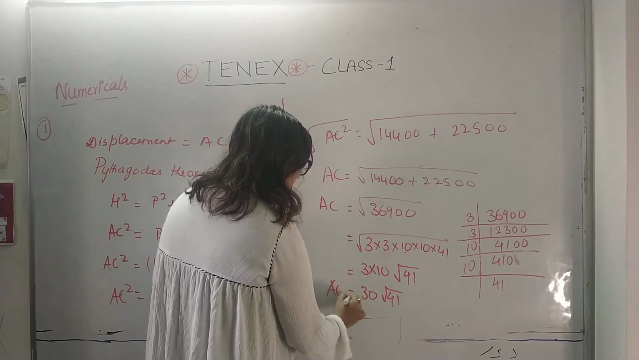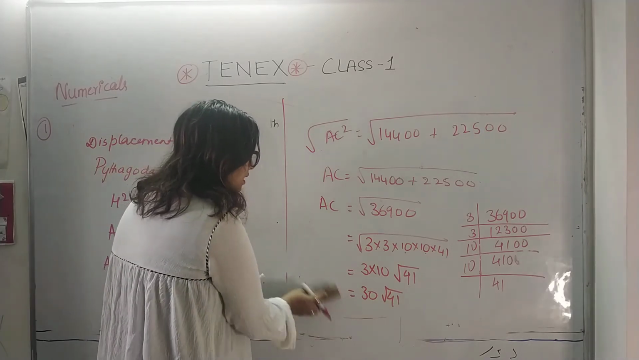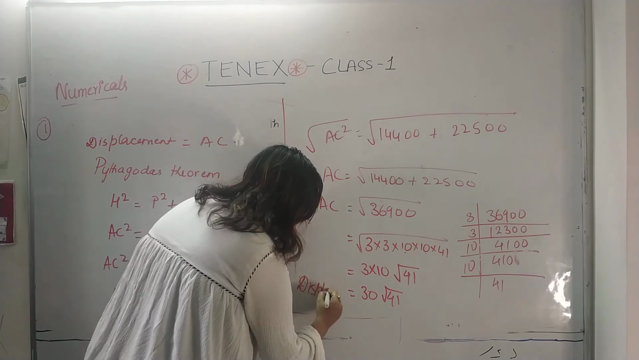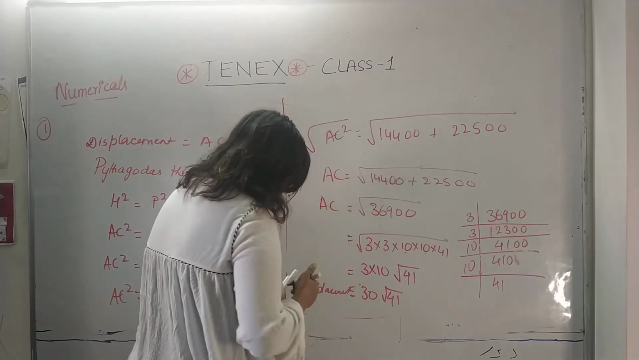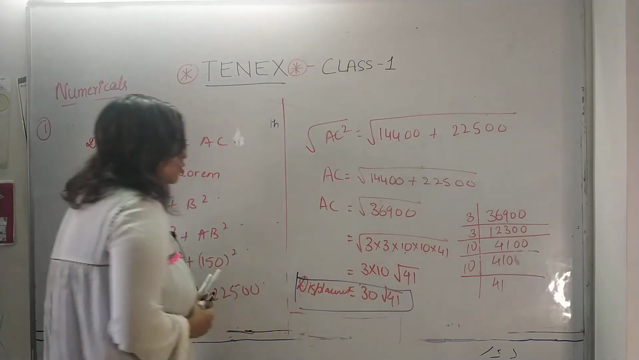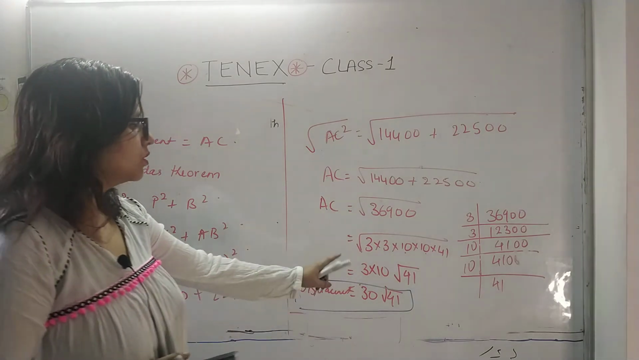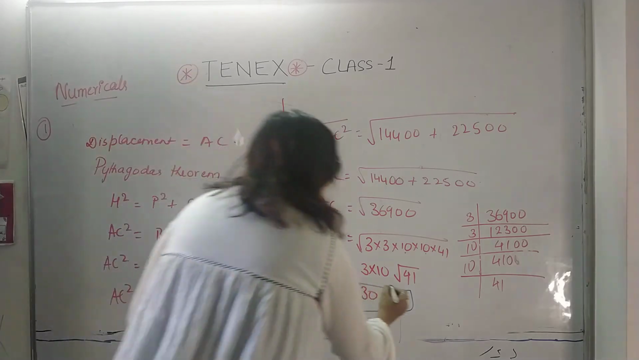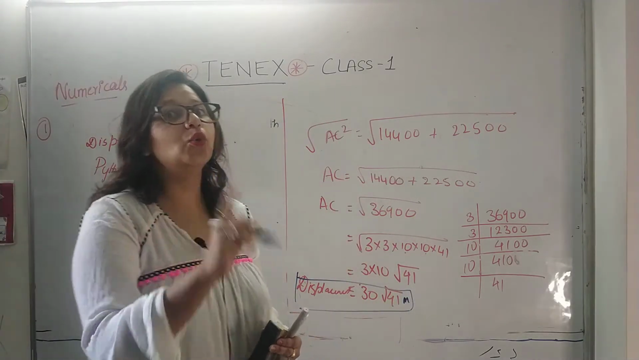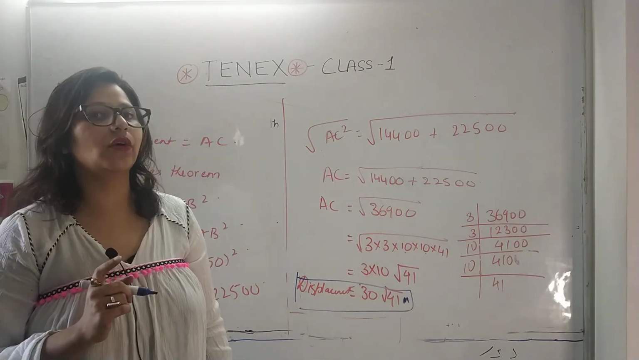So guys, AC is equals to 30 under root 41, and this is nothing but equal to the displacement. So guys, displacement is equals to 30 under root 41 meters. Guys, you have to specify the unit, okay, always. Otherwise, the examiner is going to cut your marks, okay.